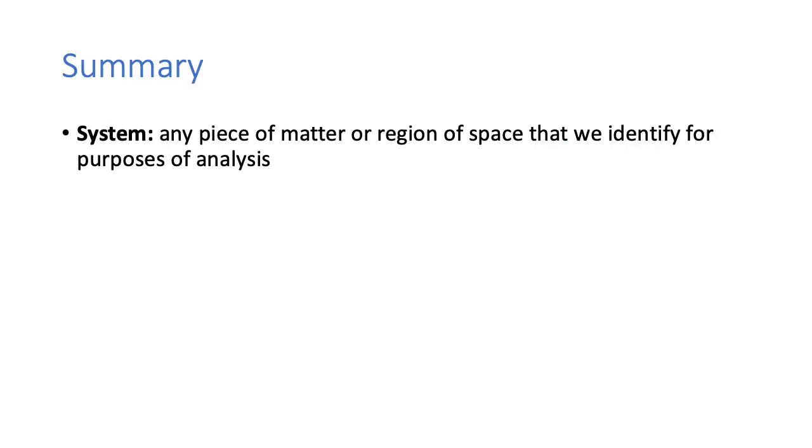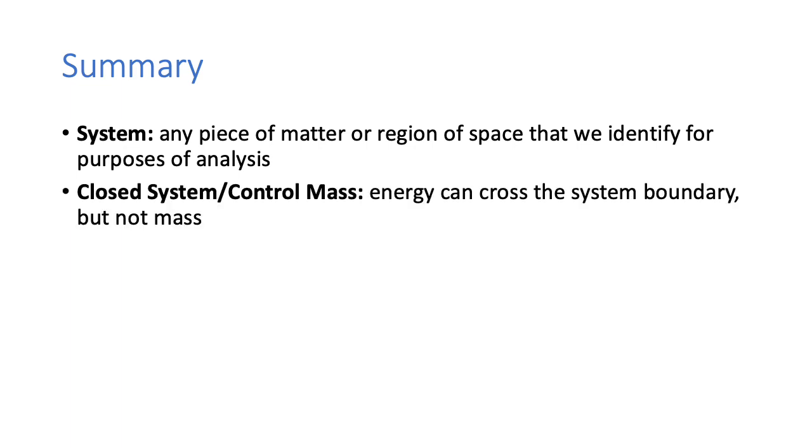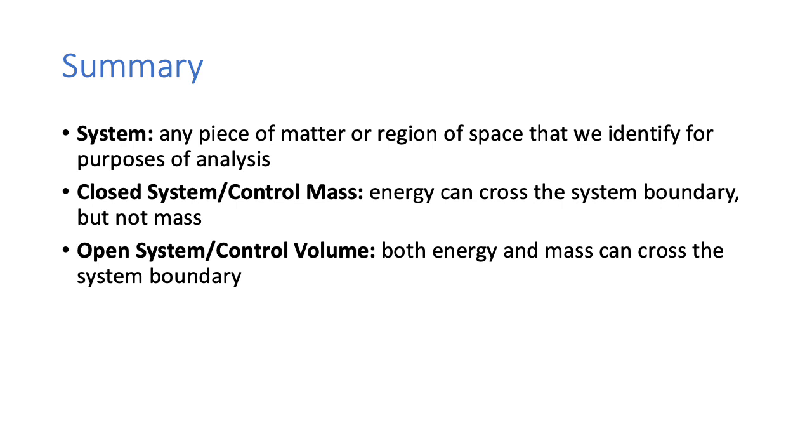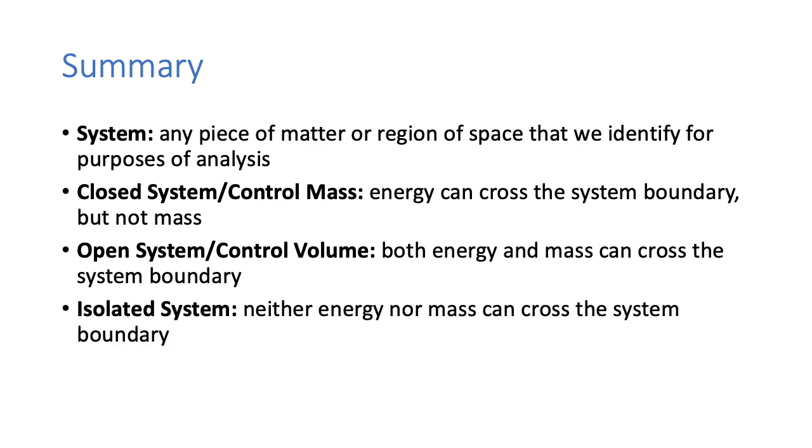To summarize, a system is any piece of matter or region of space that we identify for purposes of analysis. A closed system, or a controlled mass, is one in which energy can cross the system boundary, but not mass. An open system, or a controlled volume, is one in which both energy and mass can cross the system boundary. And finally, an isolated system is one in which neither energy nor mass can cross the system boundary.